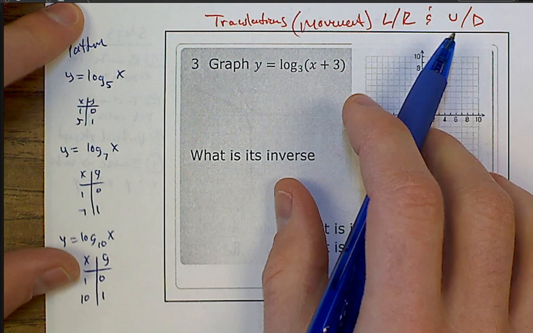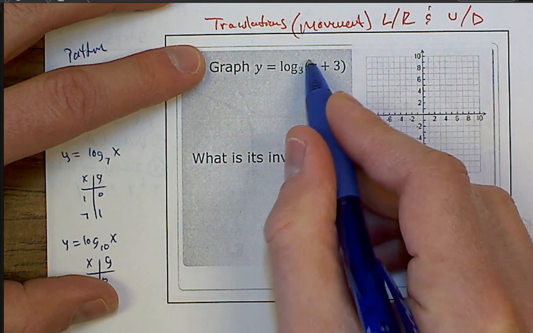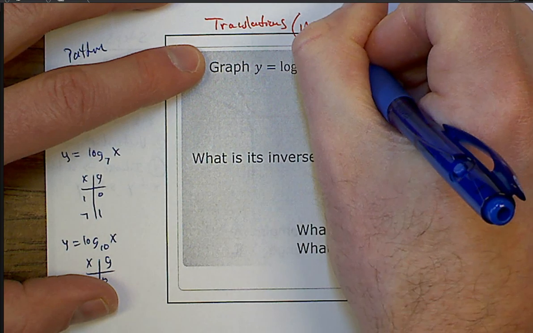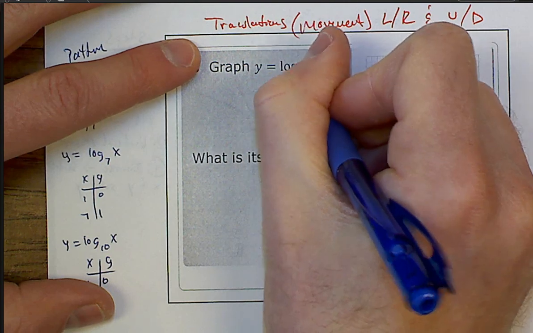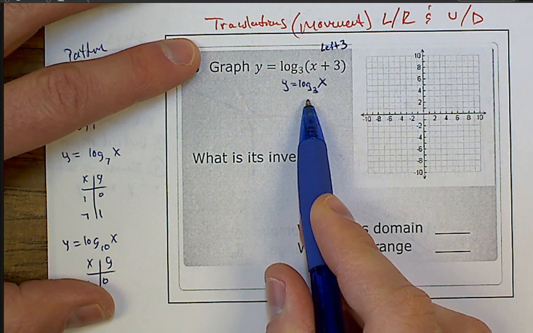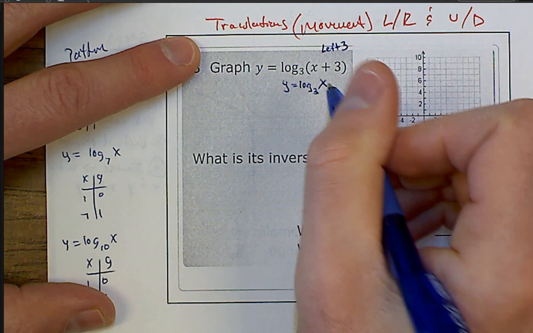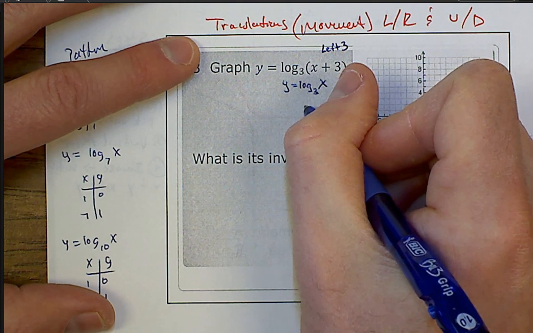So in my mind, when I look at this problem, the first thing I see is inside of the parentheses. That's going to tell me I'm going to move everything to the left 3 units. Now, here's what I'm thinking in my head. That's the parent function. So what do I know the 2 points are? And again, you can rewrite this just like we did on the first 2. This would be 3 to the y equals x.